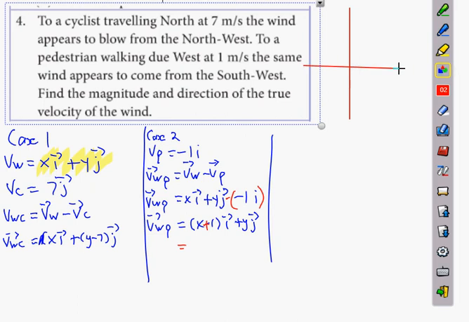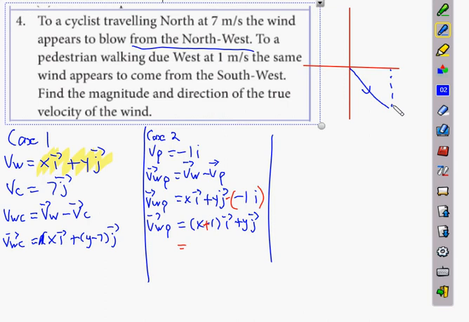Now, case 1, where's it coming from? It appears to blow from the northwest. So where's that actually going? Southeast. Now, what did we say about the southeast quadrant? We said it yesterday, we summed it up. Which one of the components is negative? J.